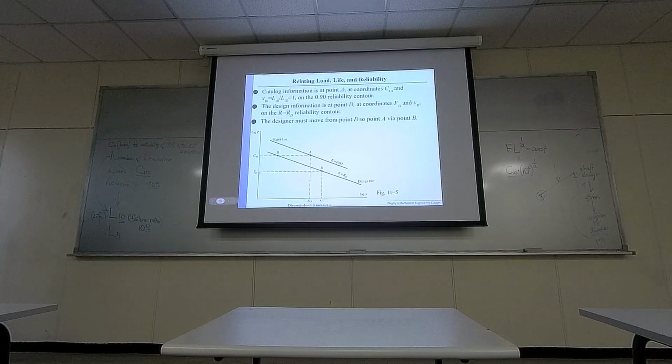So you may have a design force and a design life. This part is basically telling you that in reality, you usually look for some specific force, specific life, and also specific reliability. And this is how they could be related to the values from the catalog. Okay?